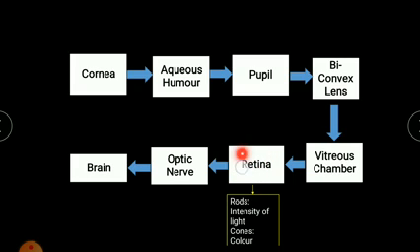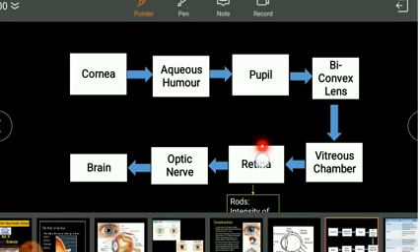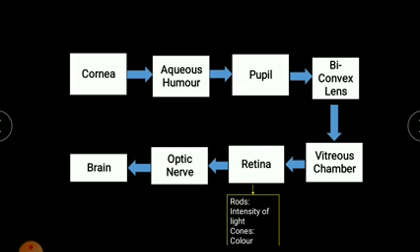The retina consists of millions of photoreceptor cells. I say photo because light is a photon, and these cells receive it, that's why they are known as photoreceptor cells. These cells are nothing but rods and cones. A rod is basically a rod-shaped cell, and the color cell is a cone-shaped cell, both present in the retina.